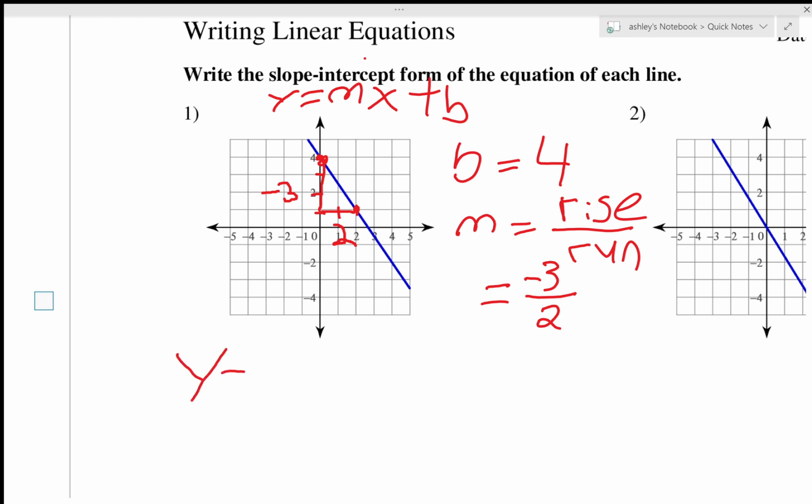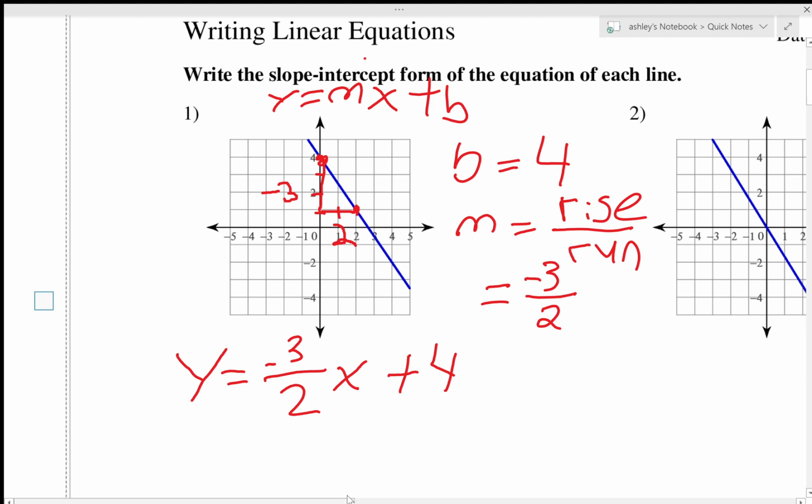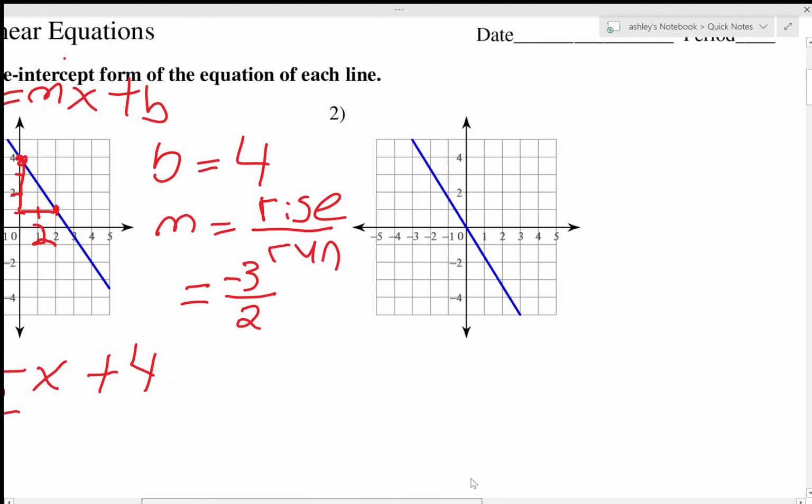So y equals, I cannot simplify the slope at all. -3 divided by 2 will give me a decimal. You don't want decimal answers, so we'll just leave this one as a fraction. If it was like -4 divided by 2, then I could simplify, and you'd want to simplify. So it's y equals, you put in your slope, and then you put in your x. And that will be plus 4. Okay? And I'm done. That's writing an equation of a line from a graph. I'm going to do the next problem, and then I'm going to let you guys get some more practice with this.